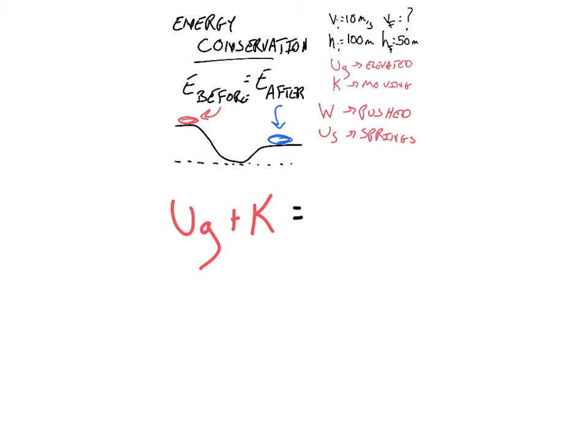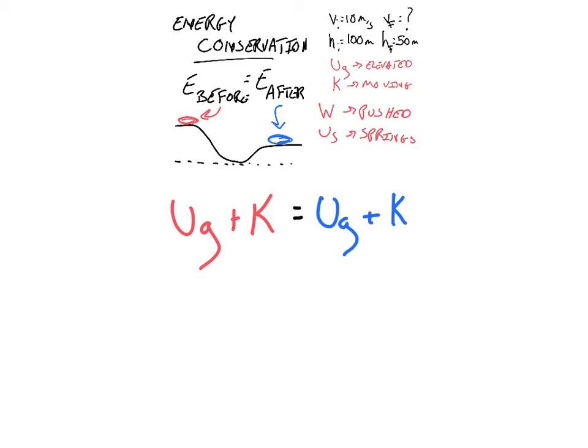We're going to ask ourselves the same 4 questions. Are we elevated at the end of this, where it wants us to know how fast we're going? Yes. So we're going to write down UG. Are we moving at the end? Yeah, it's asking how fast are we moving at the end. So we'll plus K. Again, was it pushed? Doesn't mention it. So we don't have that. Was there a spring involved? No, so we don't have that.